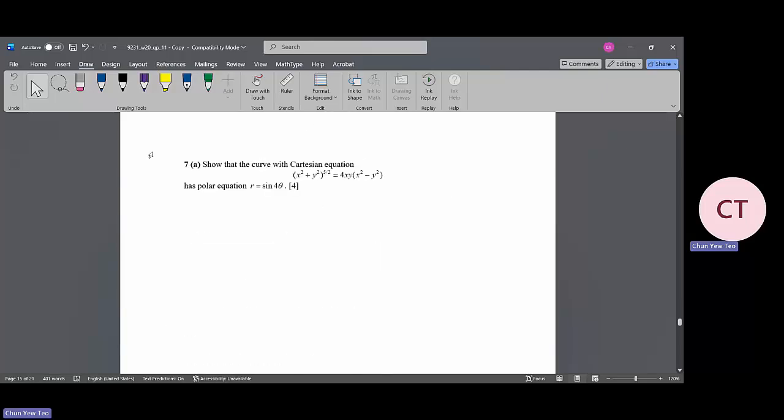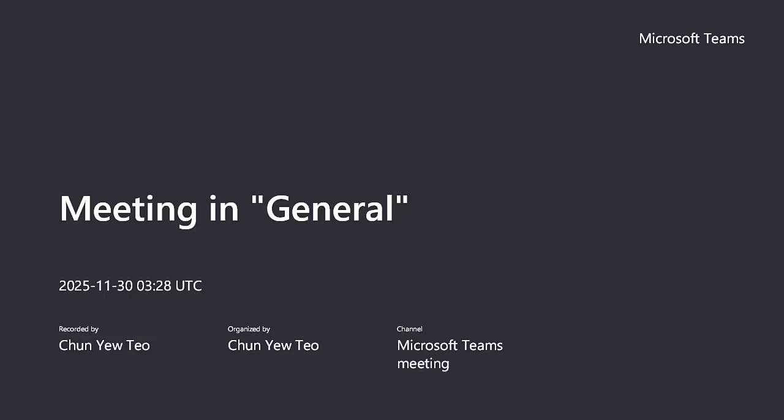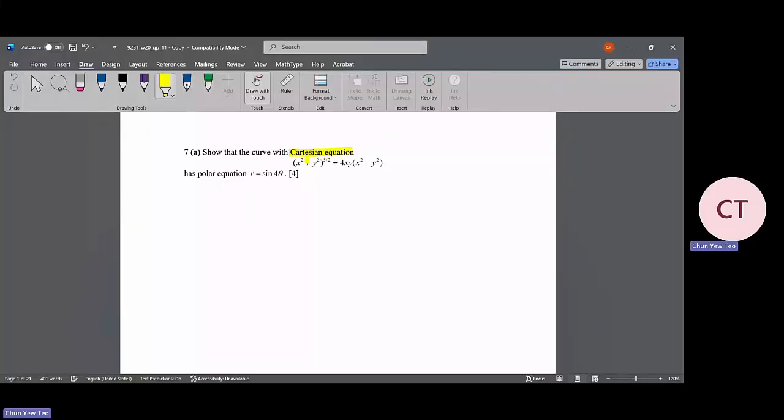And moving on, we have question number 7. A curve with the Cartesian equation given as the following here. We want to show that it becomes the polar equation r equal to sine 4 theta. So what you need to do is write down the equation.